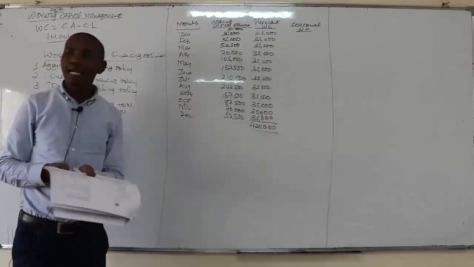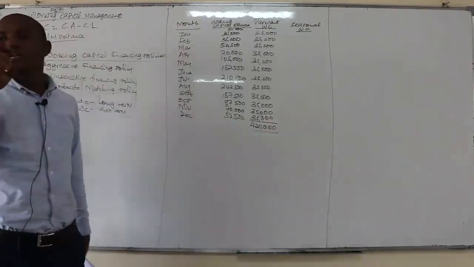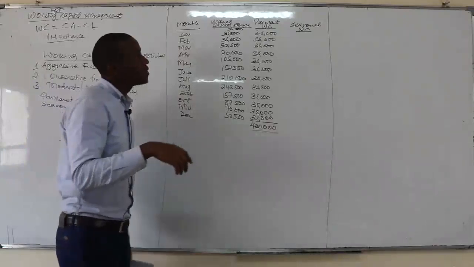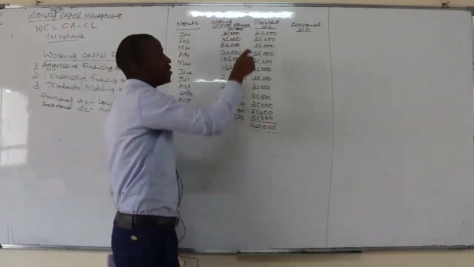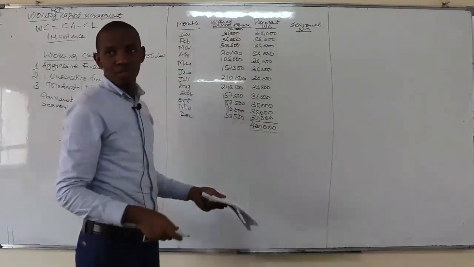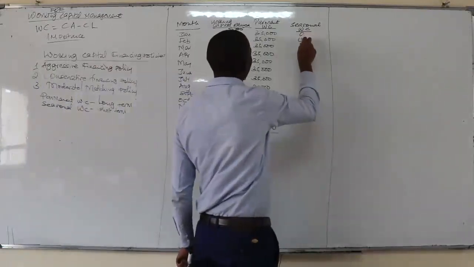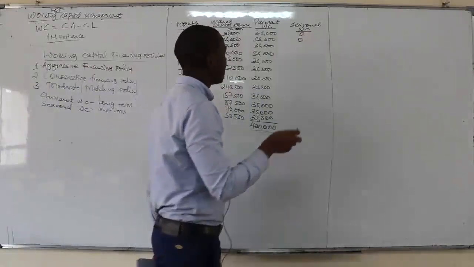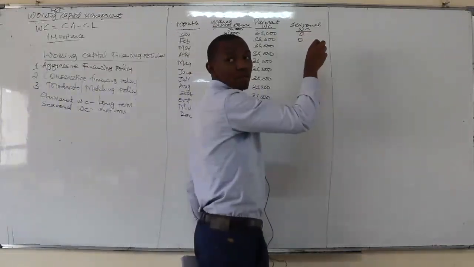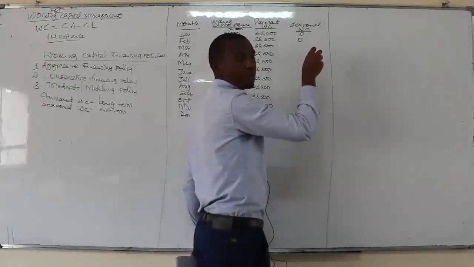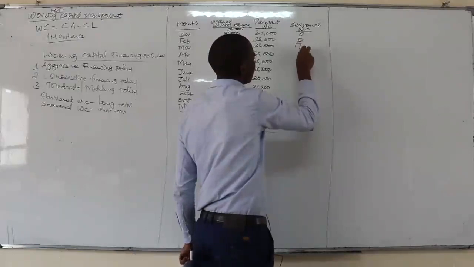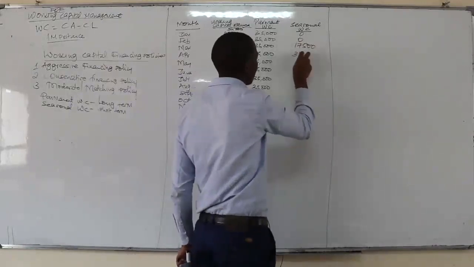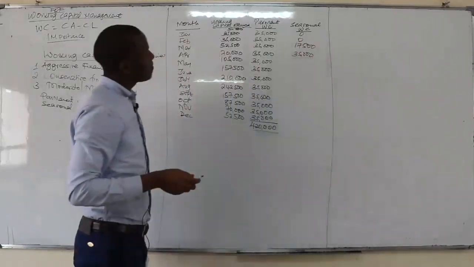Now, for the seasonal working capital, the working capital required keeps on changing. To get that, you take the working capital required minus the permanent working capital. In the first month it is 0, the second month is 0. So 52,500 minus 35,000 gives 17,500. Then 70,000 minus 35,000 gives 35,000.